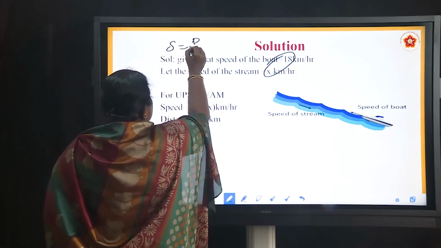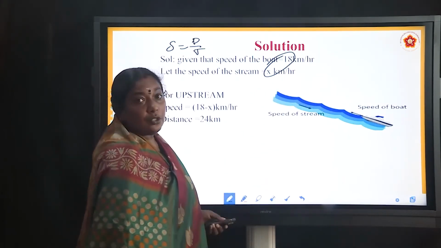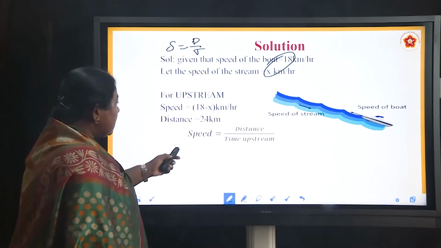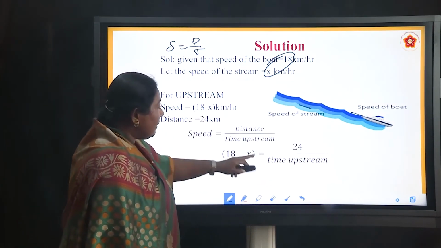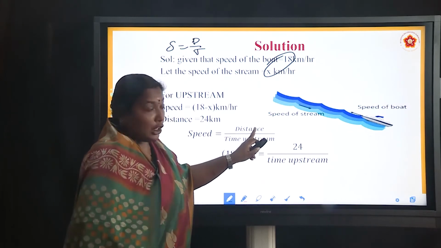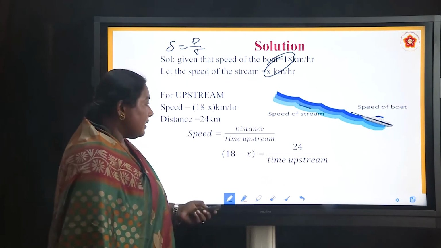Speed is equal to distance by time. Write it anywhere in the corner, because on the basis of this only we are going to solve the sum. Next, speed is equal to distance by time. Speed is given as 18 minus x kilometer per hour. Distance, they have given 24 kilometers. Time we don't know, so keep it as it is.